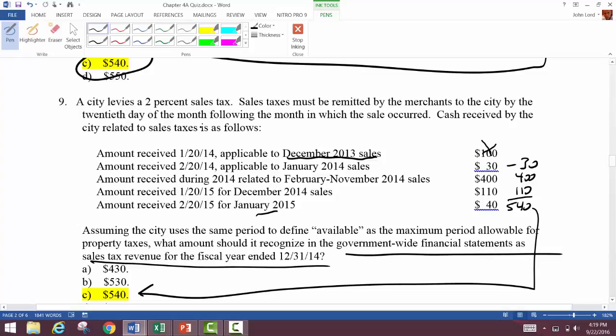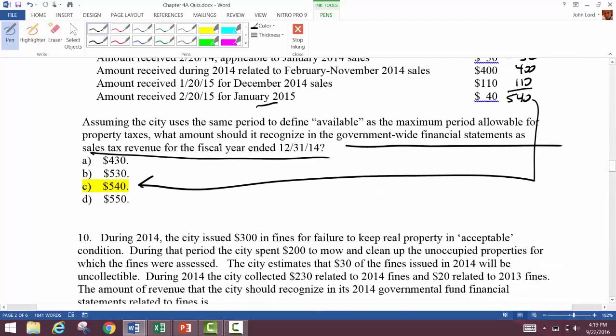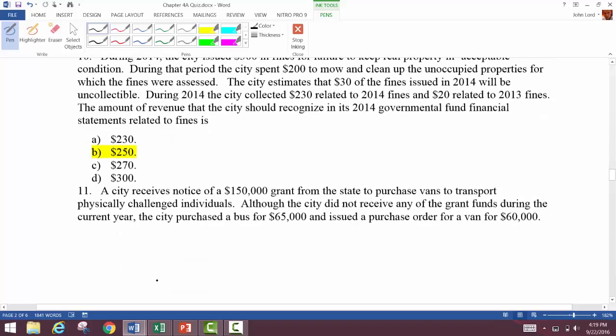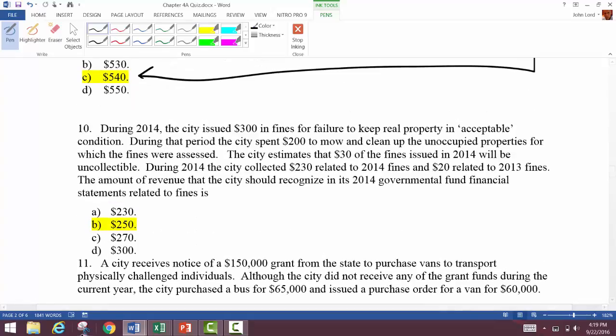Okay. Okay, good. Let's take a look at this one. This one's a little bit funky, this number 10. But let's go ahead and take a look at it.